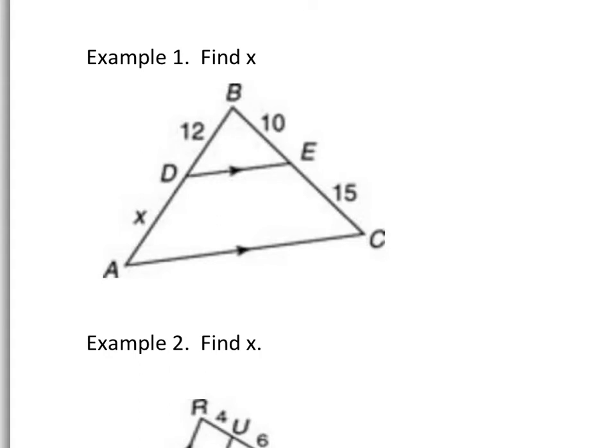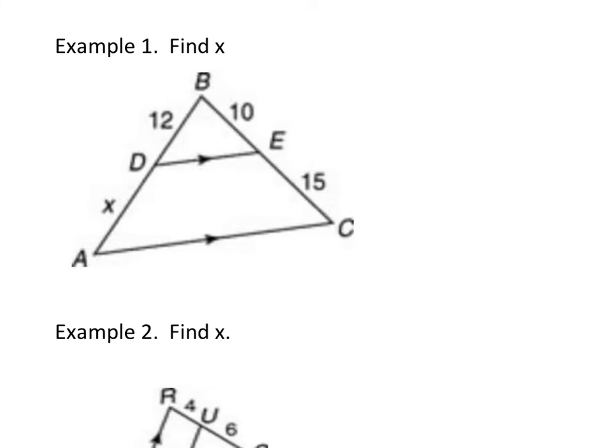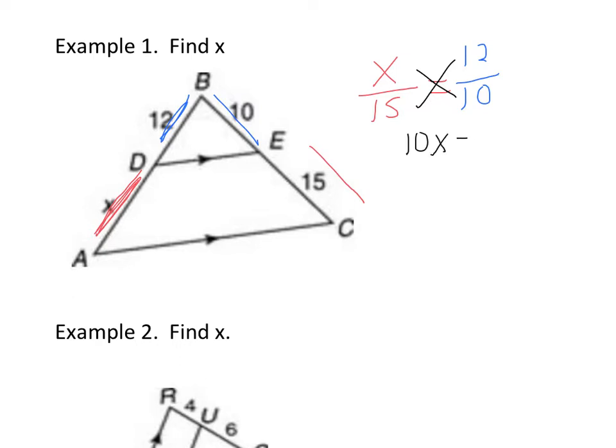Here we have a triangle with two parallel lines. So we're going to make a proportion. Once we're in proportion form, I think we can solve quite well. So I'm going to compare this side right here, x, to this side right here. X over 15 equals, and then I'll go this side, 12, compared to this side, 10. We have our proportion created, we cross multiply, we get 10x equals 180, I believe. Divide by 10, and we get x equals 18.